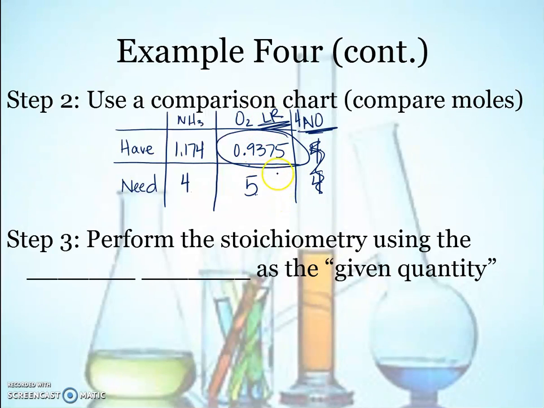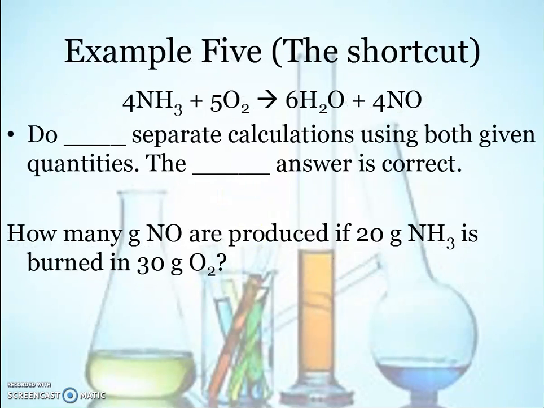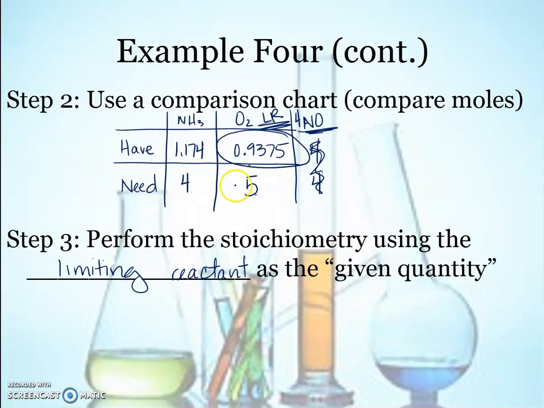All right, so from this chart here, you're going to perform the stoichiometry using the limiting reactant as the given quantity, meaning what you normally get in the problem. Okay, so how does that work? So we're going to take that, we can just start from here, 0.9375 moles of O2, because we know that's the same thing as the mass, or you can start with 30 grams of O2. It doesn't matter, you'll still get to the same place. All right, and we're going to go until we get to grams of NO.